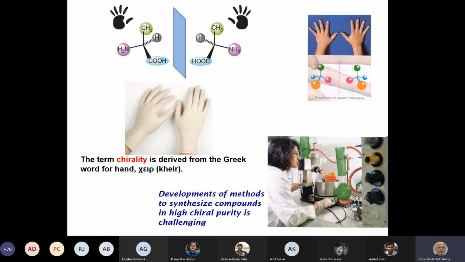And basically it means handedness. In Greek, it is called Kheir, K-H-E-I-R. So in the Greek alphabet you can see that it is written like this. So it means left-handed and right-handed. And as I said, it is a challenging task for synthetic chemists to make molecules in the chirally pure form. And of course, as I said, nature makes all these chiral molecules all the time in one enantiomeric form. So that is very amazing.